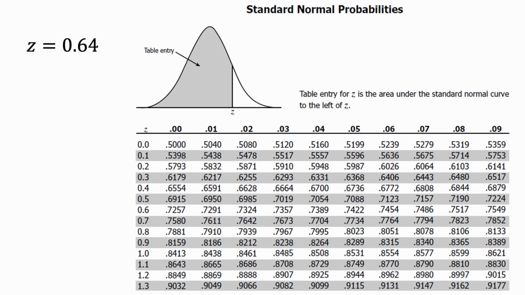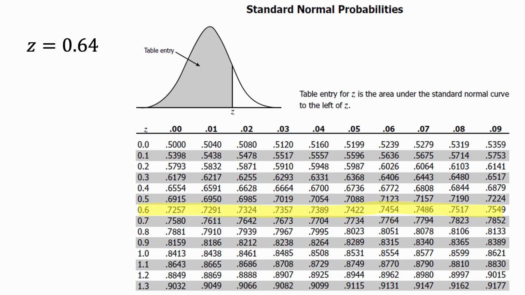To determine the area under the curve, you're going to look up your z value in a table. As you can see from the shaded figure, this table will show you the area under the curve to the left of z. Look up z going down the leftmost column. That will take you through the tenths digit beyond the decimal point. And for the hundredths digit, look across the top to pick the appropriate column.